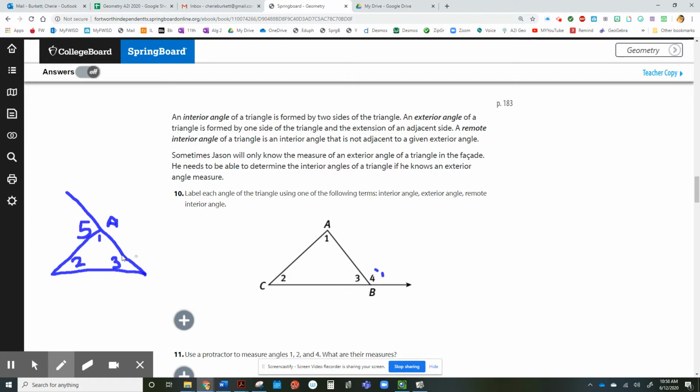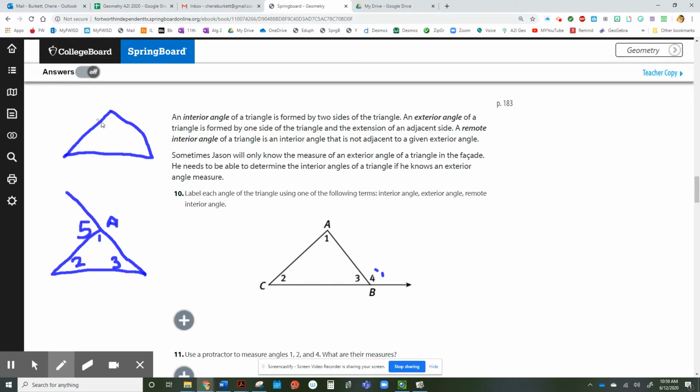I want to also show you that at each vertex, at each angle, there are two different possibilities for an exterior angle. Angle A right here is made up of ray AB and ray AC. That first exterior angle at angle A, or at angle 1, was formed when I extended this one out. That's how I created 5.